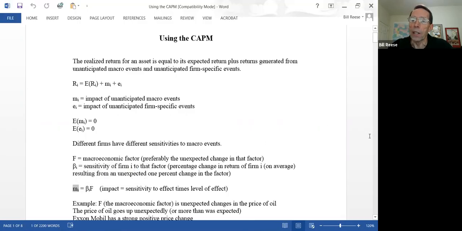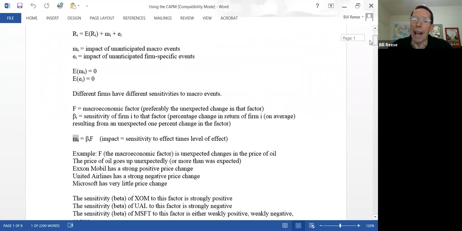Right? So we can see the same factor, an increase in the price of oil, is going to have different sensitivities for all three of those firms. So the beta is going to be your sensitivity to this.